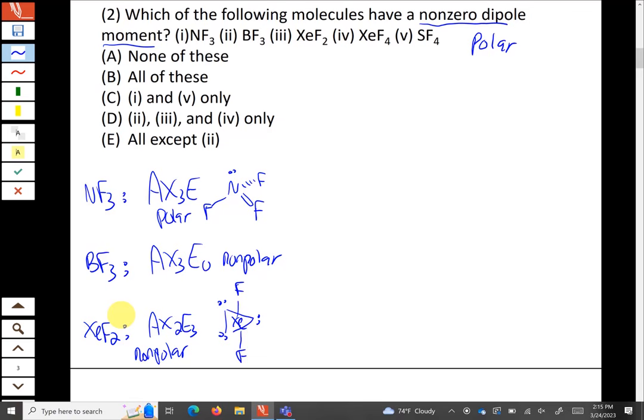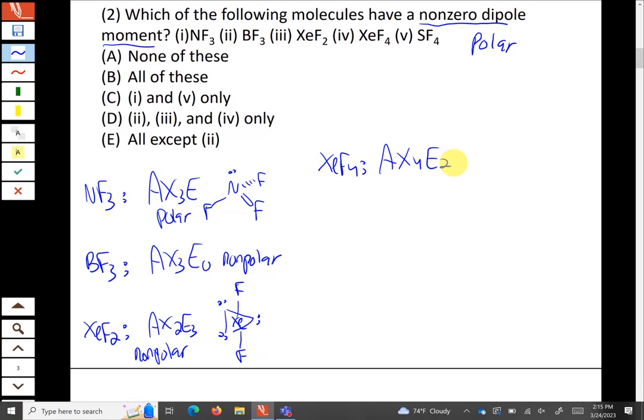If we go to xenon tetrafluoride, what we get for this one is AX4E2. So for the ones with two lone pairs, there's not an obvious pattern. There's a couple, 2 or 3 different geometries. Some of them are polar, some of them are not. So if you have AX2E2, it's polar. AX3E2 is also polar. AX4E2, though, is the third one we have to consider.